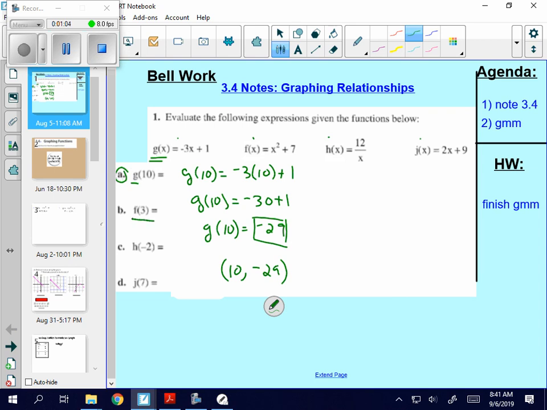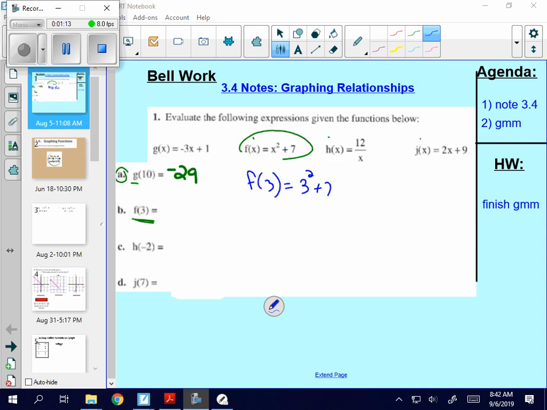So I want you to go find f of 3. Clearly now you're going to use that function. So I have plugged in 3 for x into this next function, and now we simplify. 3 squared is 9 plus 7, and we get 16. All right, do the same thing for h of x, but again, pause the video and compare your answer with mine. Also, while you're at it, do j of x as well.